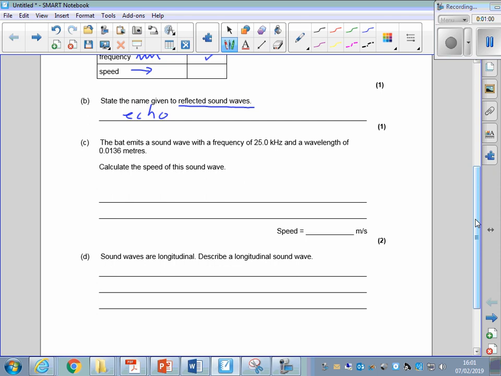The bat emits a sound wave with a frequency of 250 kilohertz. And I just want to highlight that. This is why I ask people to underline the numbers and the units, because suddenly we're talking about some slightly more complicated units and a wavelength of 0.0136 meters. So how are we going to calculate the speed?